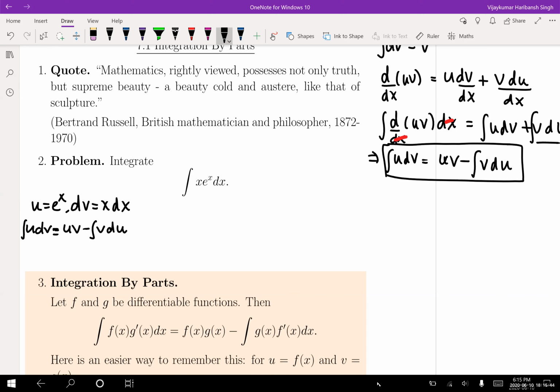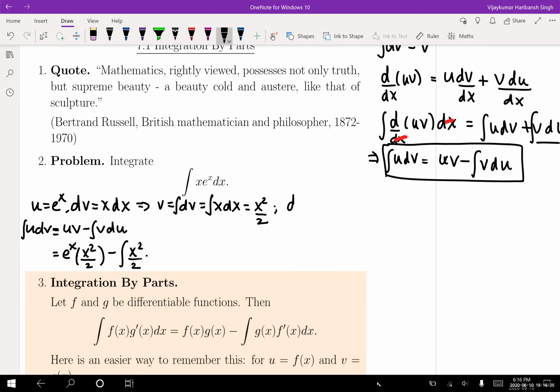So u is e to the x, so we get e to the x. What is v? From here, if I integrate on both sides, v is the integration of dv, which is the integration of x dx, and that is x squared by 2. And again, plus c; we'll discuss why we can get away without adding plus c here. So v is x squared by 2, minus the integral of x squared by 2 times du. Now what is du?